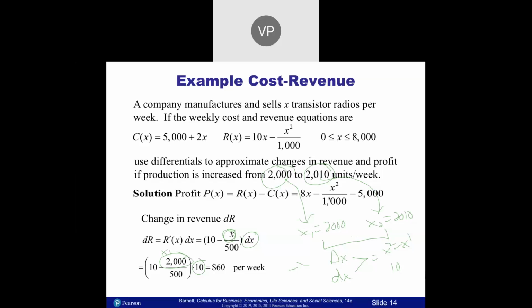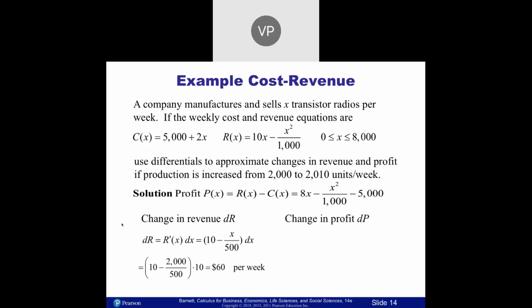10 minus 2000 over 500, that's going to be a 4. 10 minus 4 is 6. 6 times 10 is 60. That's the actual change in revenue, your dR. Okay? So if you look at what happened in this, so far that's our change in revenue. We didn't have to do anything with this profit formula yet. They only asked in the first part what was the change in revenue. That's how we do it. Now we're going to find out the second part, what's going to be the change in profit.